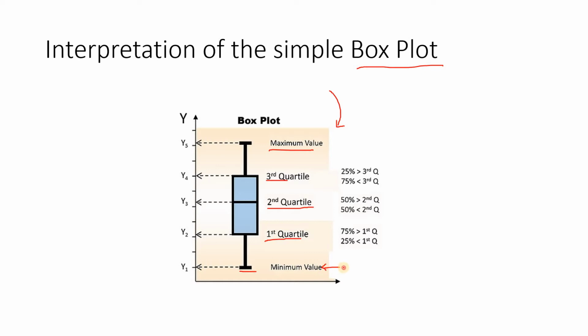Minimum value is that value below which no data is present for that particular column of my data set, right? First quartile is that value below which 25% of my data is present. Second quartile or median is that particular value below which 50% of my data is present, and third quartile is that value below which 75% of my data is present, and maximum value is that particular value below which 100% of my data is present, right? This is the simple interpretation of box plot: first quartile, second quartile, third quartile, minimum and maximum value.